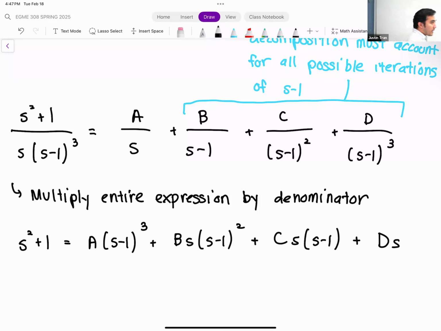All right, so you're going to have a lot of things that cancel out, but just make sure on the right-hand side you don't cancel out everything, because part of the partial fraction decomposition is that you're going to have some terms that cancel and some that don't.